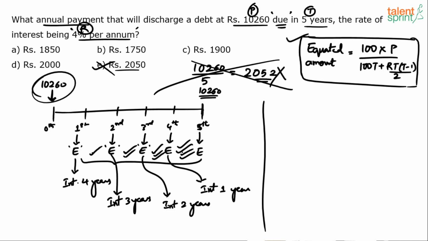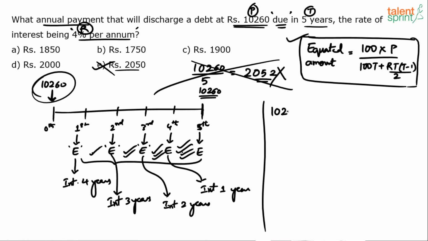This concept is known to you, right? That's the reason the formula is not important. More than the formula, what happens behind the formula is important. And what happens behind the formula is this. So if you observe, how will I do the calculation? I have to adjust 10,250. I have to discharge 10,260.